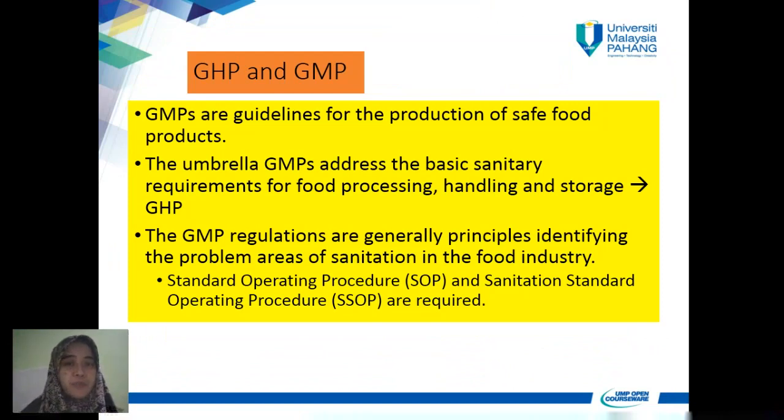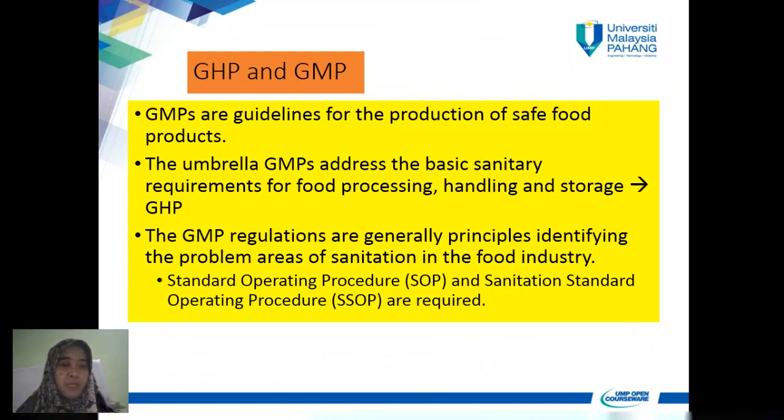GMPs are guidelines for the production of safe food products. The umbrella GMPs address the basic sanitary requirements for food processing, handling, as well as storage. So whatever it is, if the company has the GMP procedure, then they must have the GHP.